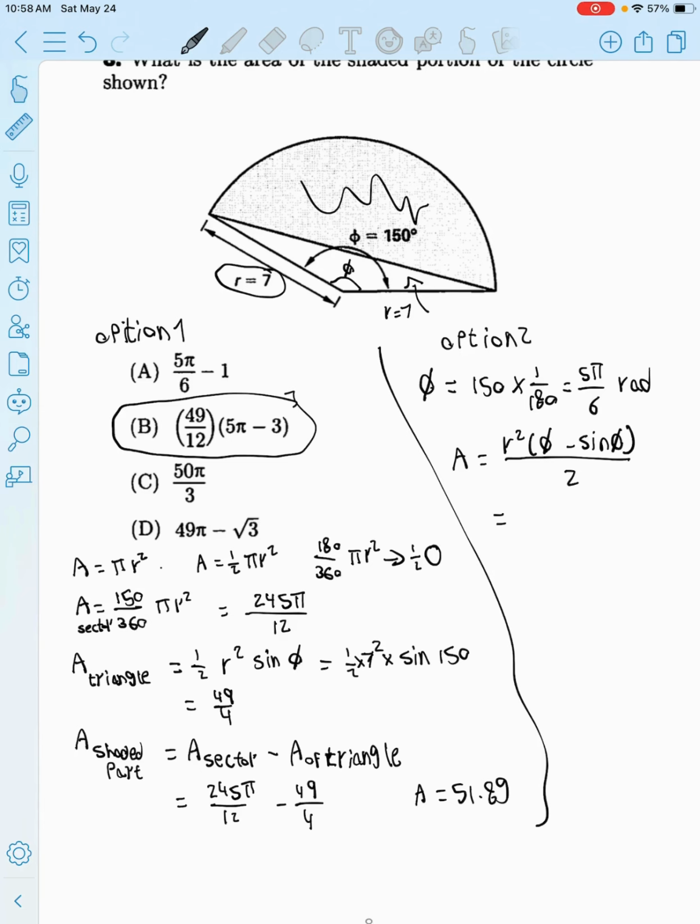In the calculation, this one is in radians, and this one is in degrees; anything inside sine or cosine or tan is going to be in degrees. If you plug in the numbers, you will get 49 over 2 times 5 pi over 6 minus half, which by calculator gives the 51.89 that we got before. If you want to simplify more, it's 49 over 2 times 5 pi over 6 minus 3 over 6, which gives option number B.